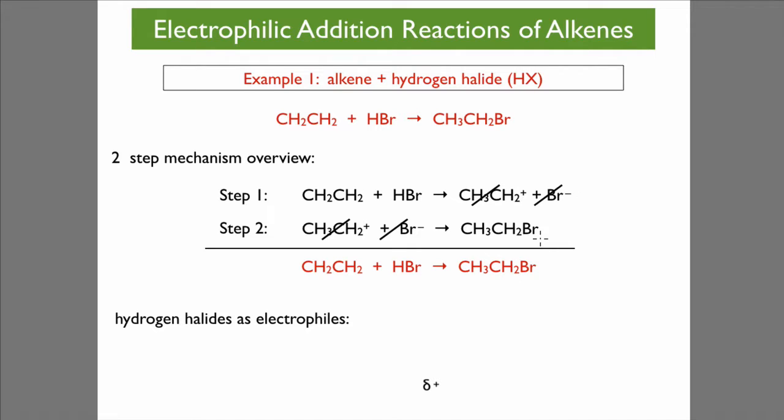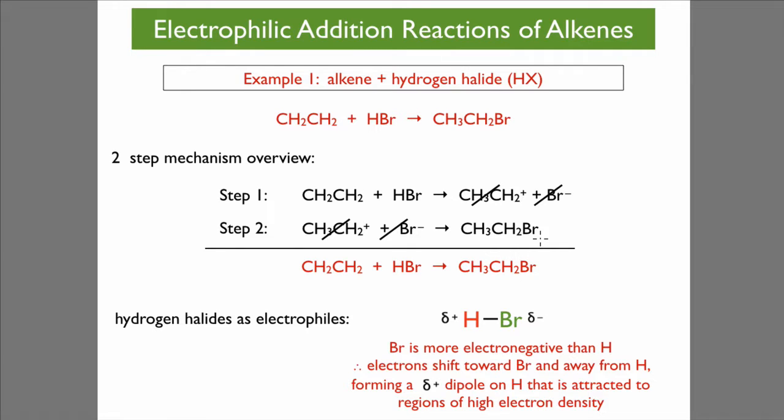So hydrogen halides as electrophiles. Something's going on here. Obviously the bromine is more electronegative, and so there's a negative dipole upon it. The bromine is more electronegative than the hydrogen, so electrons are shifting towards the bromine and away from the hydrogen. It forms a positive dipole on this hydrogen that is attracted to the regions of high electron density. In this case, the high electron density is the pi bond in the ethene.